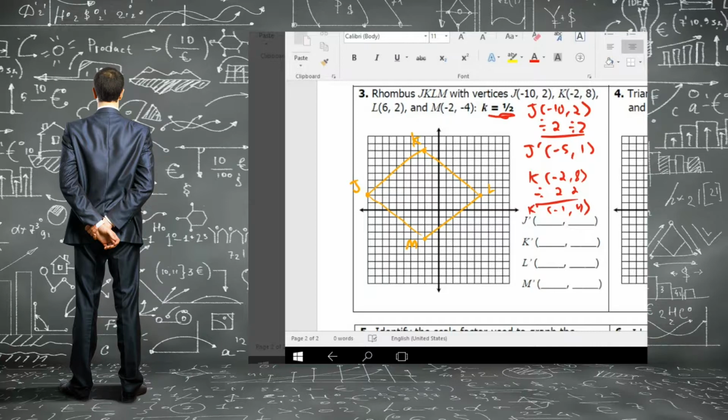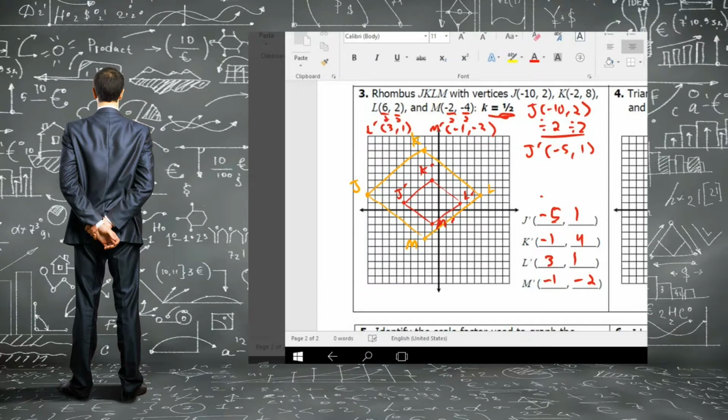So in the end, our answers would be, let me get this out of the way because it's all over my J prime blank. And my pieces would end up being -5, 1 for J prime. K prime would be -1, 4. If I divide by 2 right there, L prime would be 3, 1. And M prime, divide by 2, M prime is -1, -2. And now let's plot these points and make sure we have a reduction getting smaller. And bam, there it is. Look at it. The shape is the exact same, but the only difference is it got smaller.